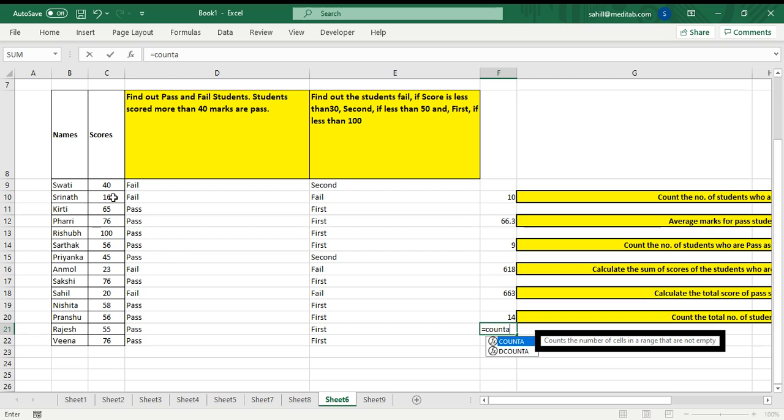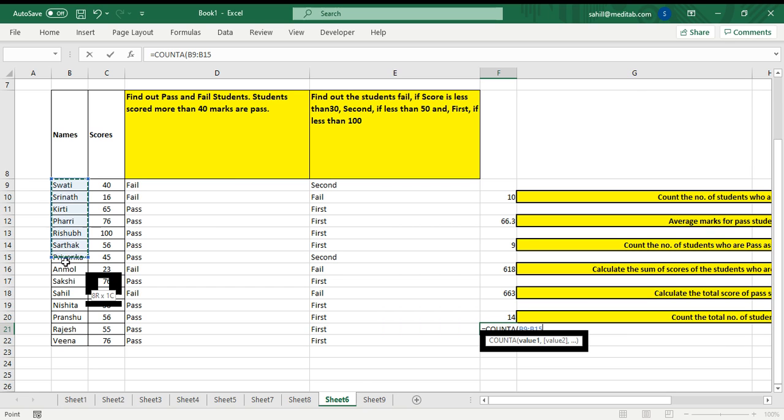So if I take this names column, in this I need to take COUNTA because COUNTA will take non-empty, both numeric and text. But what about COUNT? It will take only numeric. So you can do it with COUNTA. I'm doing it with COUNTA. I'm selecting this and closing. See, 14. I hope you got it right.